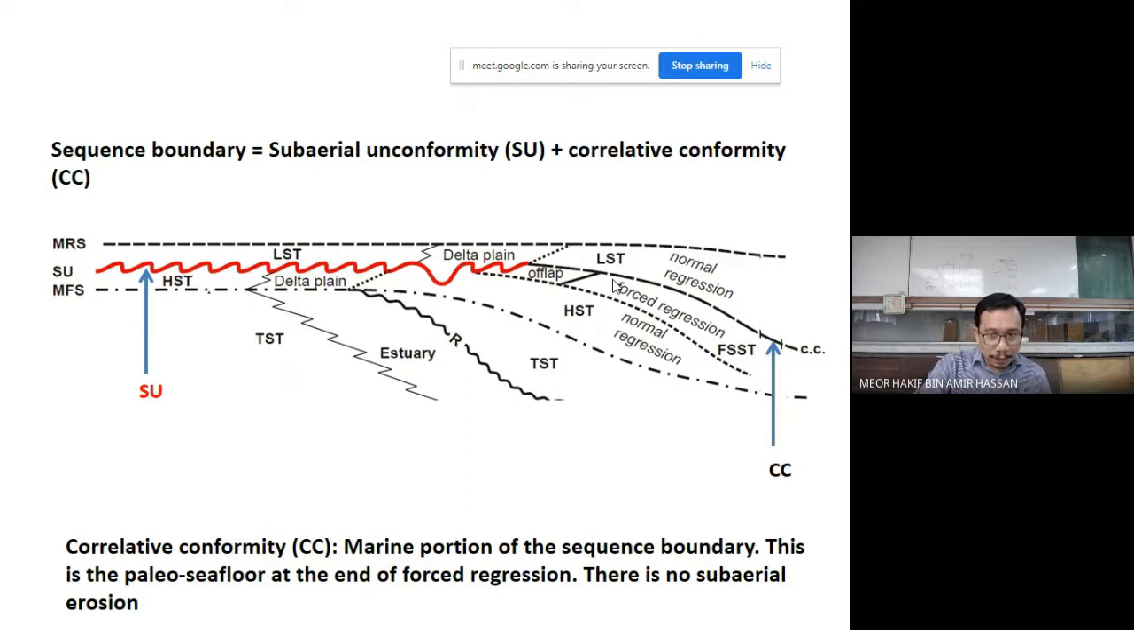So we just look at sequence boundaries first. Kita tengok sequence boundary dahulu. So it is a subaerial unconformity plus a correlative conformity. If no questions, I'm going to continue.